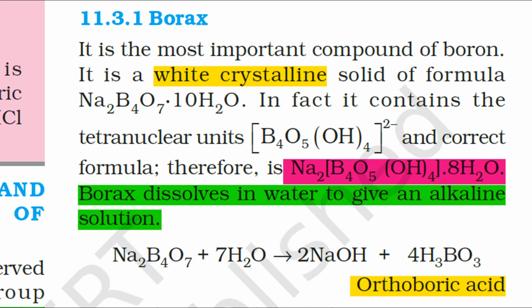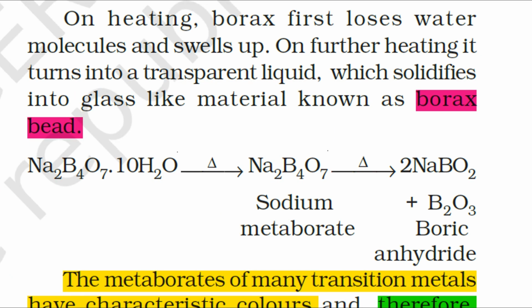Next part is about the formation of the borax bead. See this line. On heating, borax first loses water molecules and swells up. On further heating, it turns into a transparent liquid which solidifies into a glass-like material known as borax bead. See this reaction. On heating, borax gives sodium metaborate, that is Na2B4O7, and on further heating, it gives 2NaBO2 and boric anhydride, that is B2O3. Anhydride means removal of water. So here we can say B2O3 is an anhydride of boric acid. It has the same formula as boron trioxide but a different formation process.